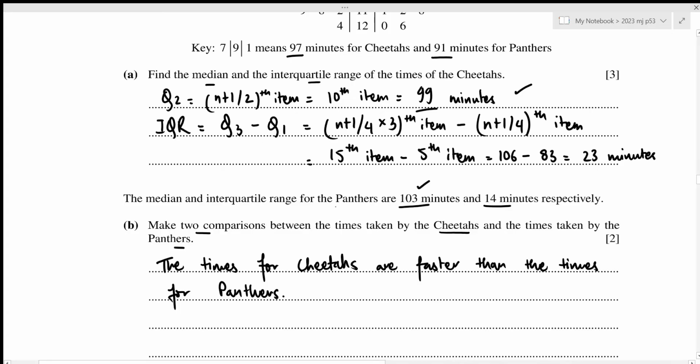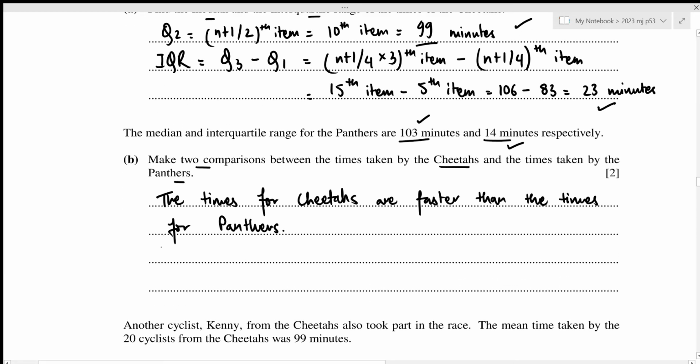Now, the second comparison can be made between our interquartile range. And remember, interquartile range is just the figure between our upper quartile and lower quartile. So what it does is it basically compares the ranges or the spread of the observations. So we can compare that. We can see that the spread for cheetahs is 23 minutes, whereas the spread for panthers is 14 minutes. So we can say that the times for cheetahs are more spread as compared to the times for panthers. That will be our second observation.